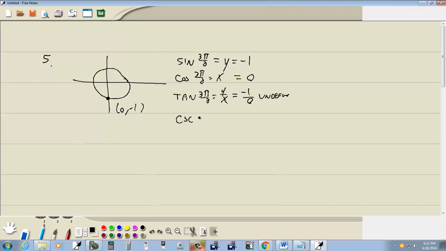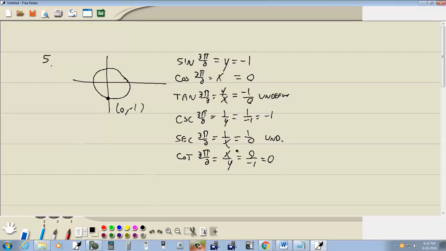Cosecant of 3 pi over 2 is going to equal 1 over y, which is 1 over negative 1, or negative 1. Secant of 3 pi over 2 is going to equal 1 over x, which is 1 over 0, or undefined. Cotangent of 3 pi over 2 is equal to x over y, which is 0 over negative 1, or 0.